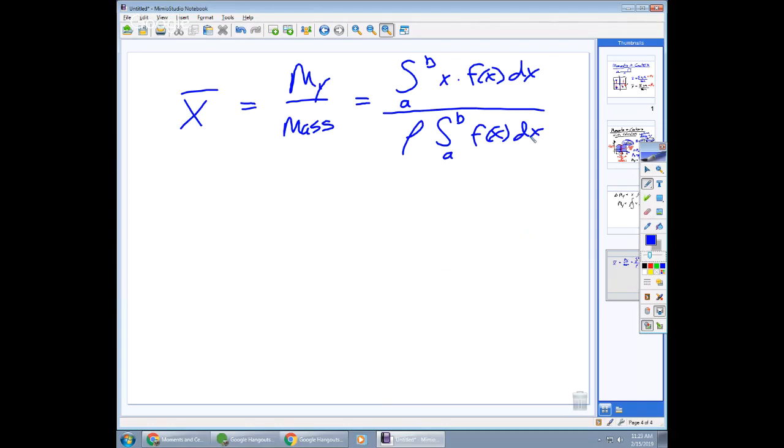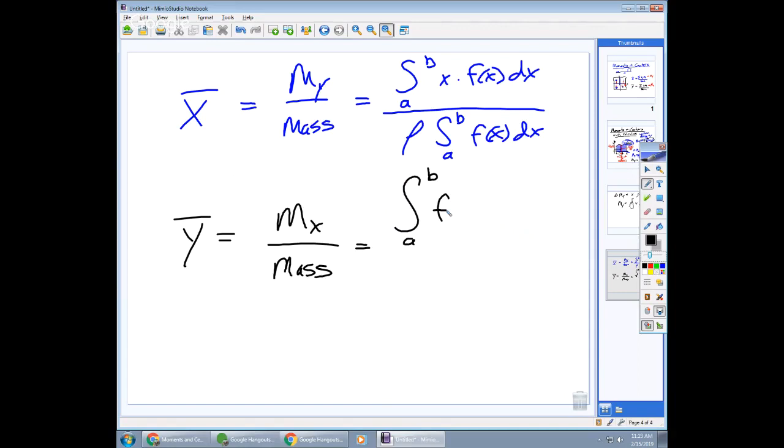And similarly, the center y value is going to be the moment about x-axis divided by the mass, which is the integral from a to b. Instead of x times y, we get y times y, or f of x squared dx divided by the mass, which is rho times the area.